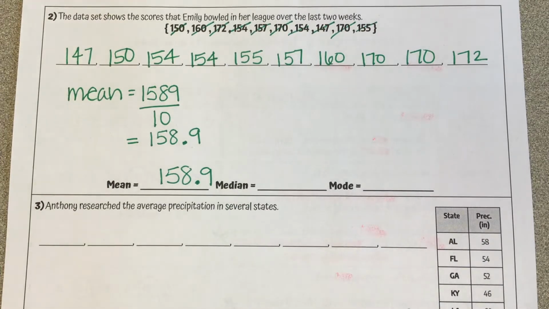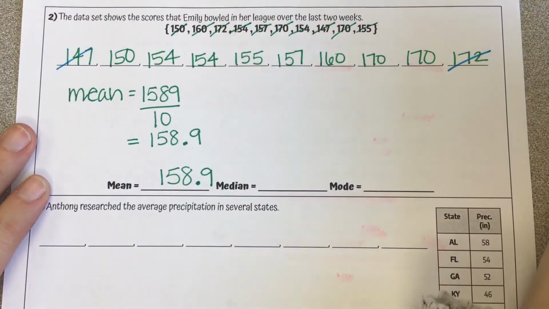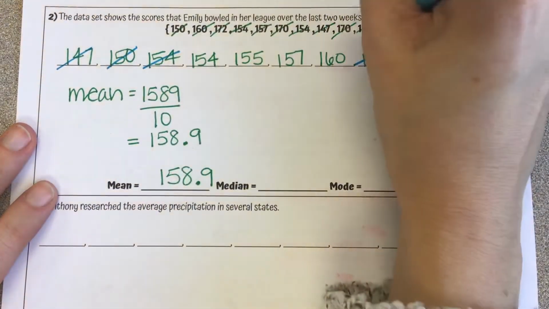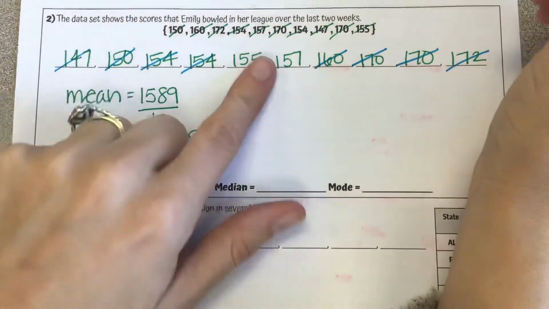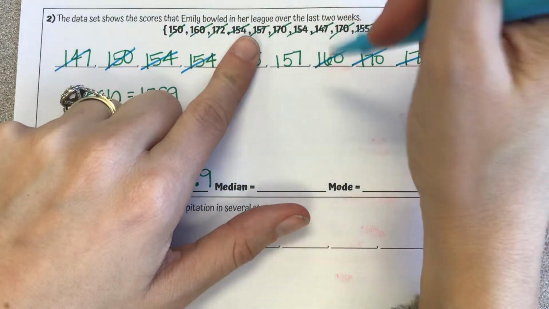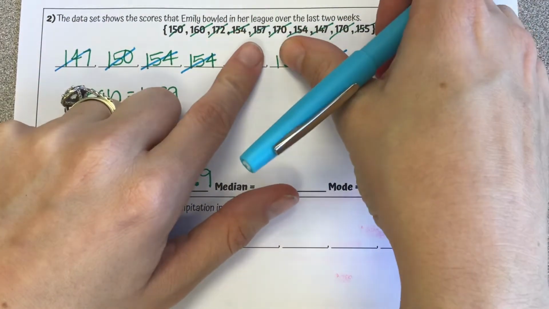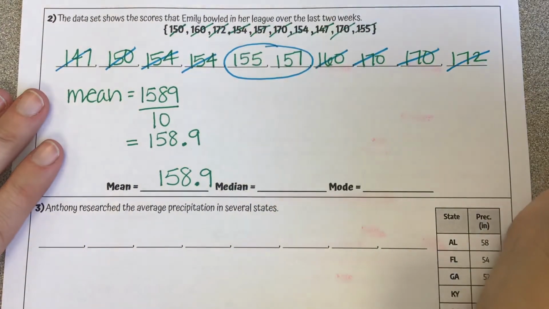Now that it is in order from least to greatest, we are going to cross off lowest, highest. So be careful as you're doing it, always as a pair. Lowest, highest. That's 1. Lowest, highest. Lowest, highest. If I crossed off lowest and I'm like, oh, I'm left with 157, well, no, because I always have to do it as a pair. So what that means is that both of these are in the middle.